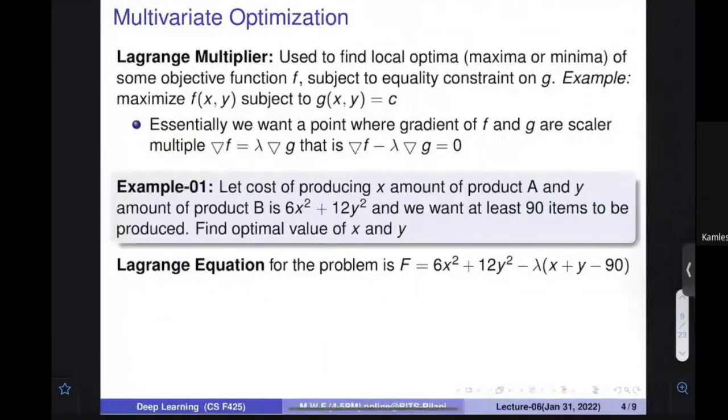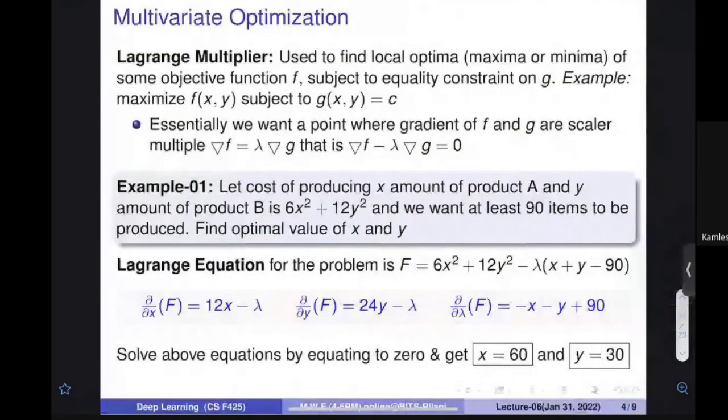And by this, you are going to see that the values of x and y are going to be what? x is equal to 60 and y is equal to 30. So this is how you solve this particular problem. Here, you create the value you wanted to optimize, subject to the condition that x plus y is equal to 90. So you have solved this using the Lagrange multiplier.